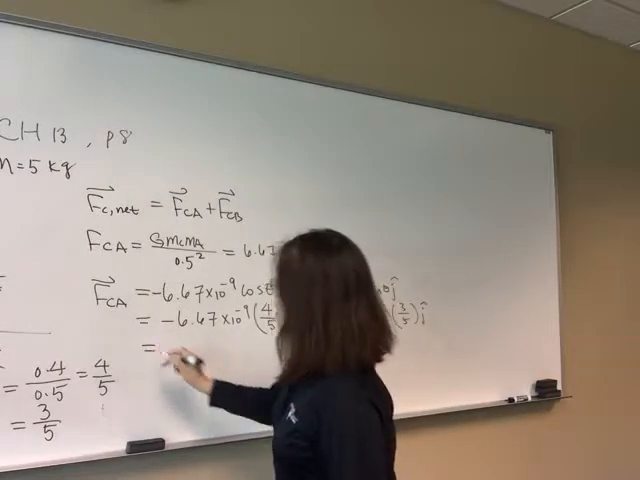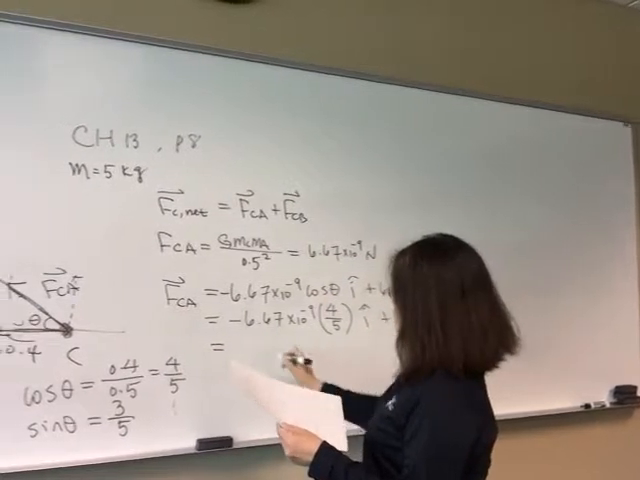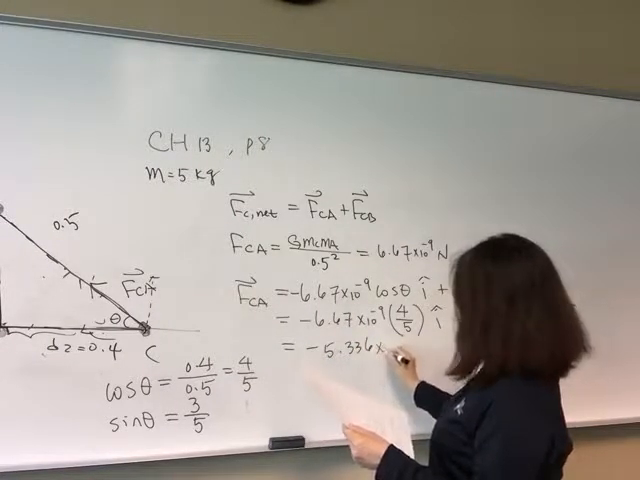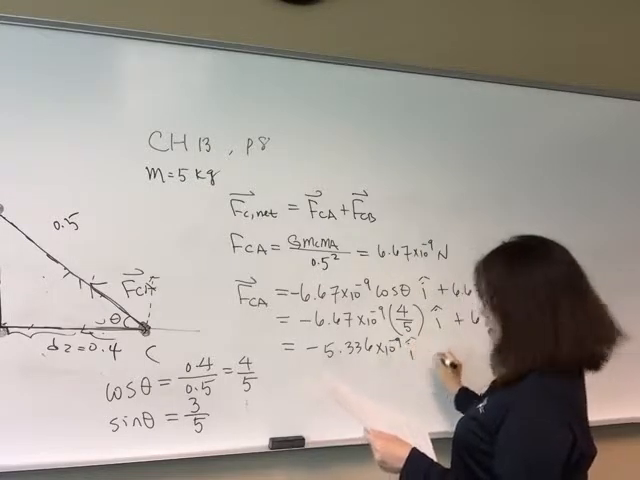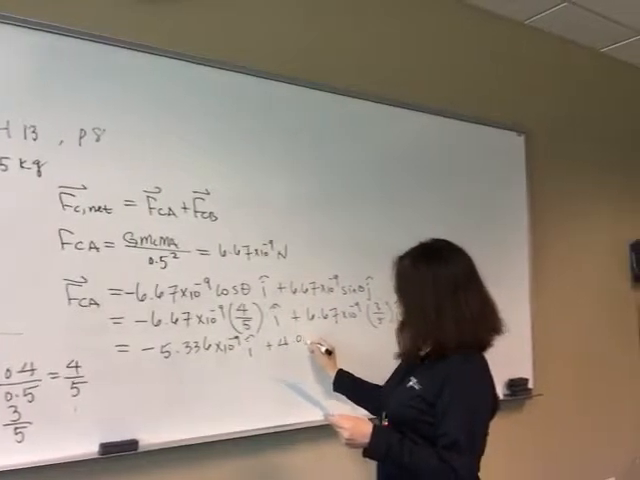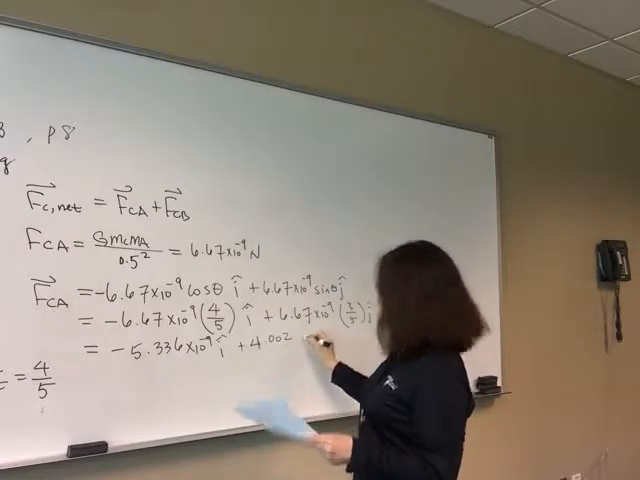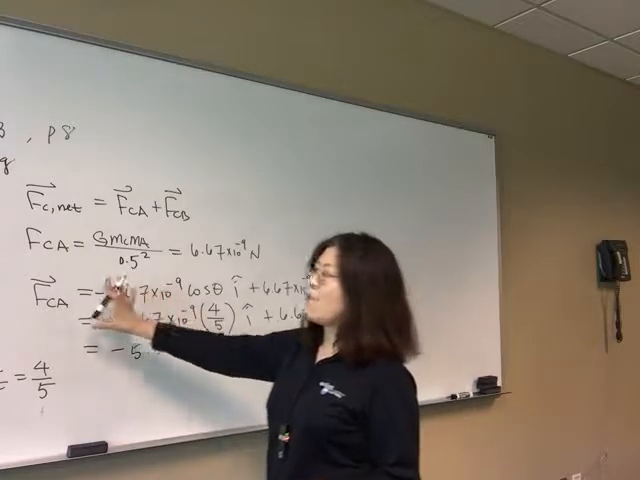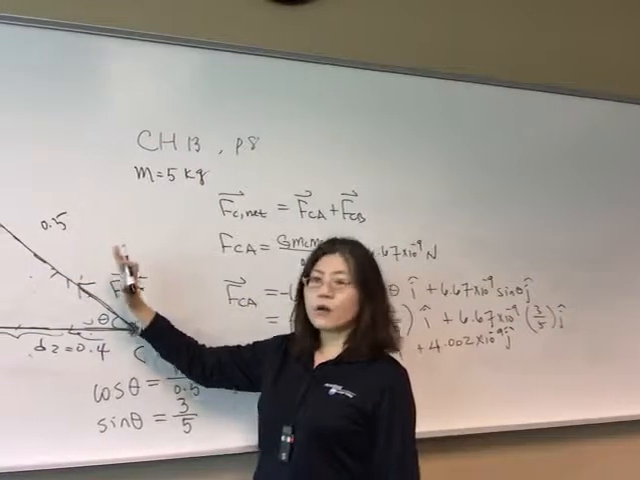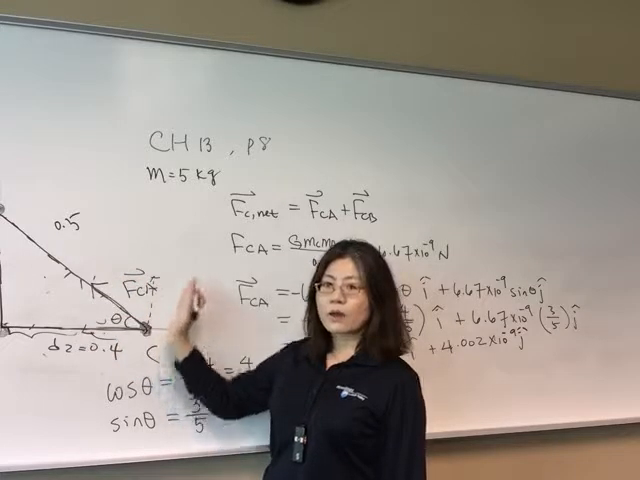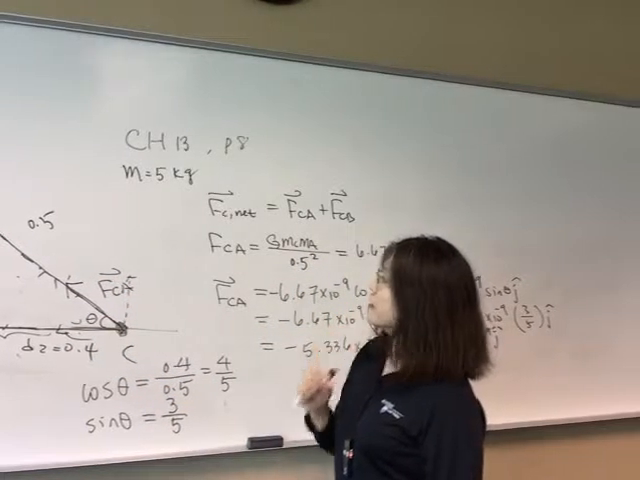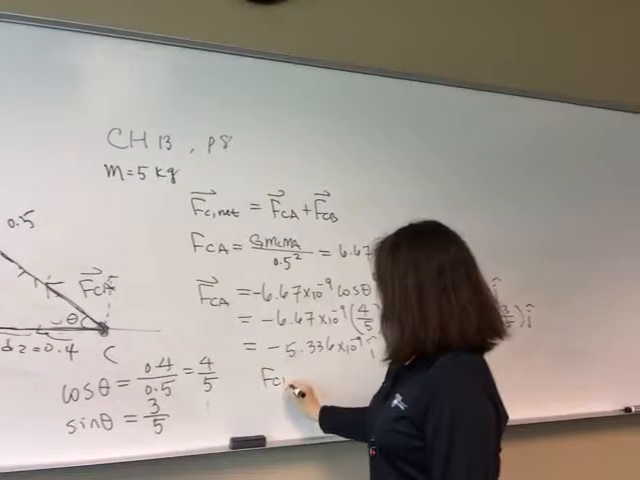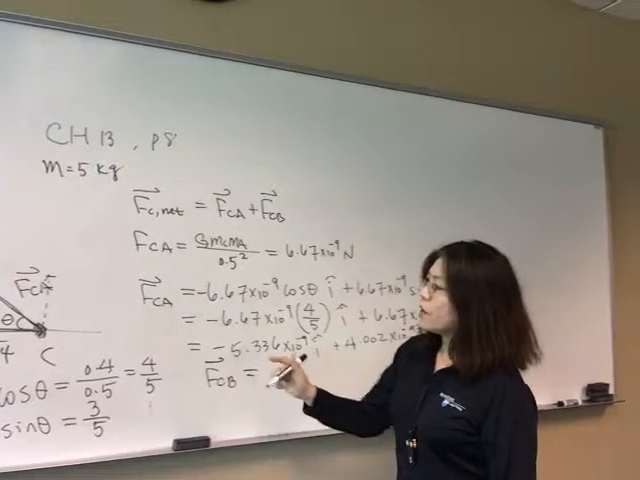So after you do the calculation, your FCA is equal to negative 5.336 times 10 to the negative 9 i hat, and then plus 4.002 times 10 to the negative 9 j hat. So this is your FCA. This is just one force. That force, you calculate the magnitude first, and resolve into the X and Y components. So we have this. And then the next is, what is the magnitude of FCB? The FCB is equal to, and we know that it is FCB.